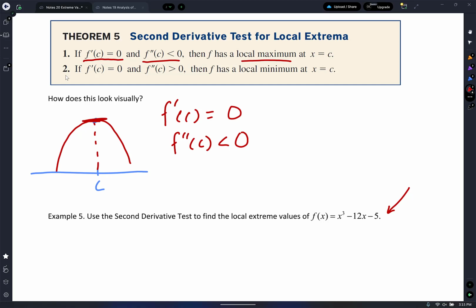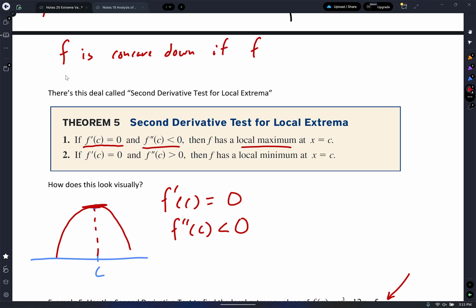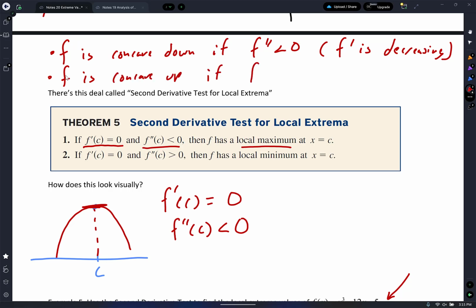Guys, remember, I'll put it over here. F is concave down if f prime prime is negative. That also means f prime is decreasing. That's what we talked about earlier. F is concave up if f prime prime is positive. That also means f prime is increasing. That's the big idea today.